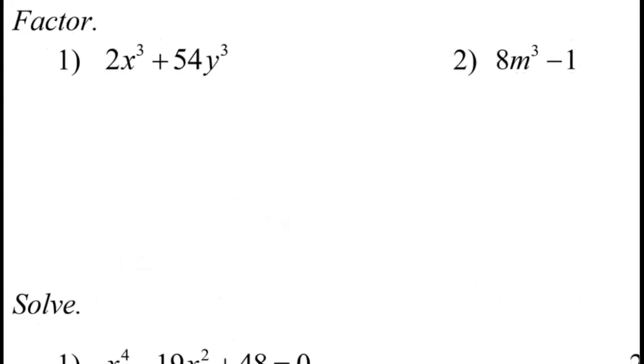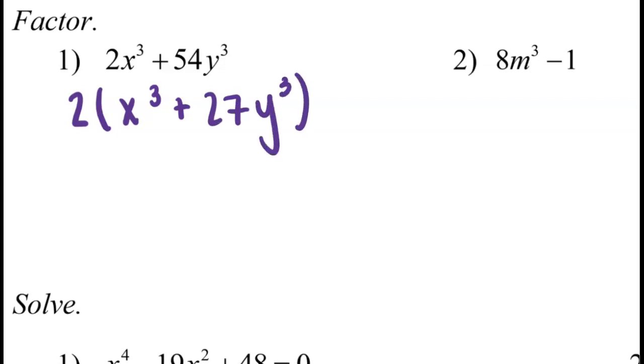So for this very first one here, I noticed that 2 and 54 are both even numbers, so I could at least take out a 2 as my GCF. And I'm left with x cubed plus 27y cubed. Now before, 2 wasn't a perfect cube, so I couldn't factor it using my rule of perfect cubes, but 1 and 27 both are. So I'm going to factor this using my sum of perfect cubes. I'm using sum because there's a plus sign here.